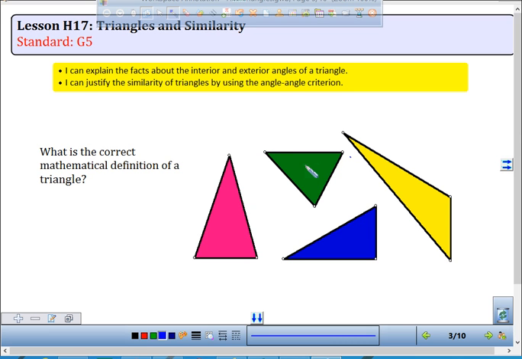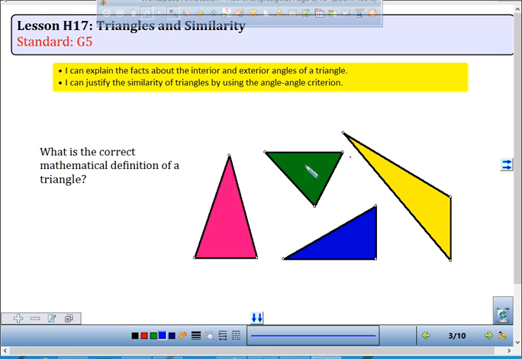Okay, it says what's the mathematical definition of a triangle? Okay, we all know what triangles look like, but what are we going to say? How would we describe a triangle to, let's say, a younger kid who doesn't know what a triangle is? Yeah.